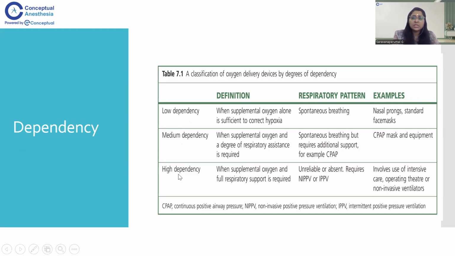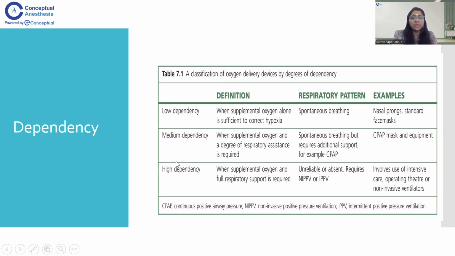Whenever the patient is extremely tachypneic and the patient's minute ventilation is going sky high, and the patient's requirements are very high, even medium dependency is not working. You need to resort to a ventilation which should support the patient continuously, may it be non-invasive intermittent positive pressure ventilation or full intubation and mechanical ventilation. So that becomes a high dependency.